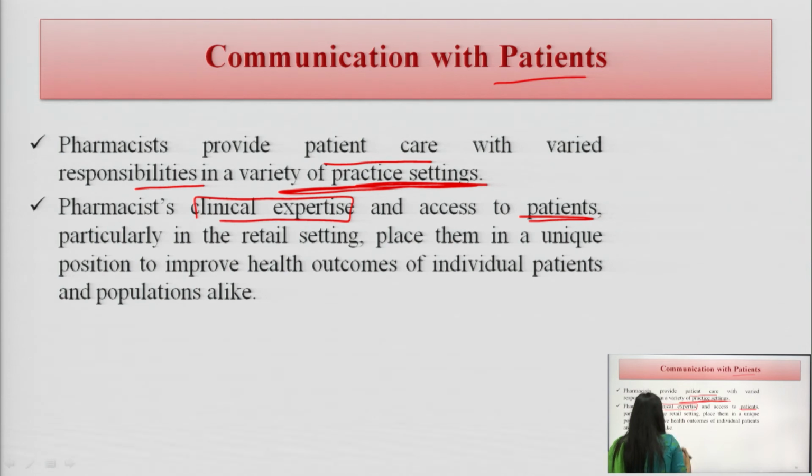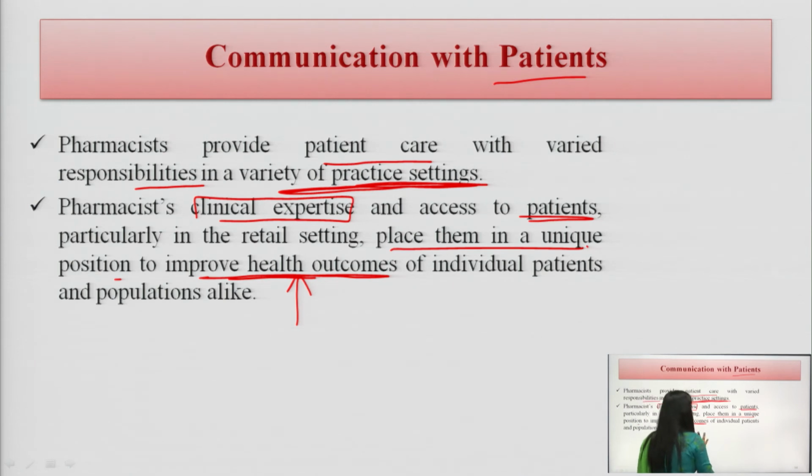In the retail setting, it is seen that when a patient comes with a medication order, the pharmacist tells which medication the patient should take, what the dosage written here is, and what the follow-up period is. If any side effects or adverse effects are reported, then the pharmacist will tell the doctor to change or modify the therapy. This places them in a unique position to improve health outcomes. Ultimately, in the whole process, whatever communication a pharmacist is doing with the physician, the patients, and the nurses, the main goal is to improve health outcomes.